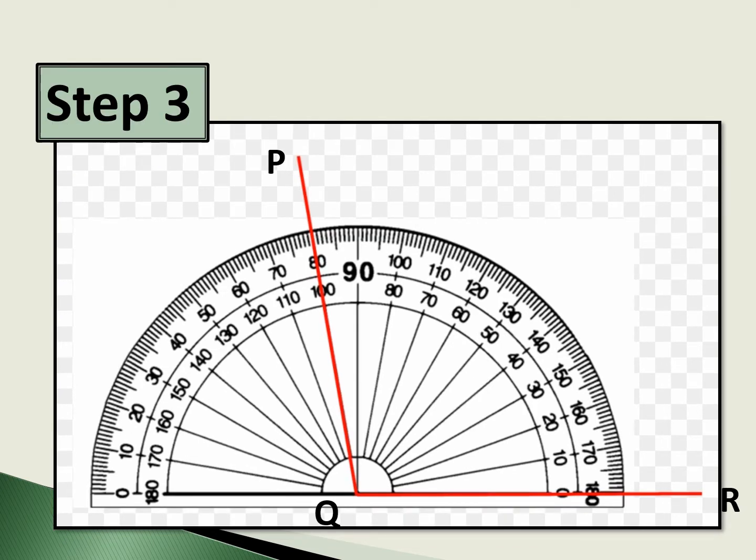In step 3, we look at the scale where the baseline arm points to 0 degrees. We see over here that the baseline arm, which is QR, is pointing to 0 degrees of the inner scale. Hence, we will use the inner scale to measure angle PQR.